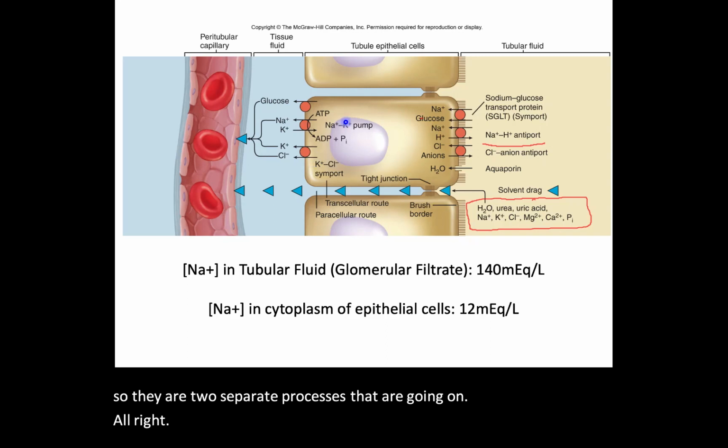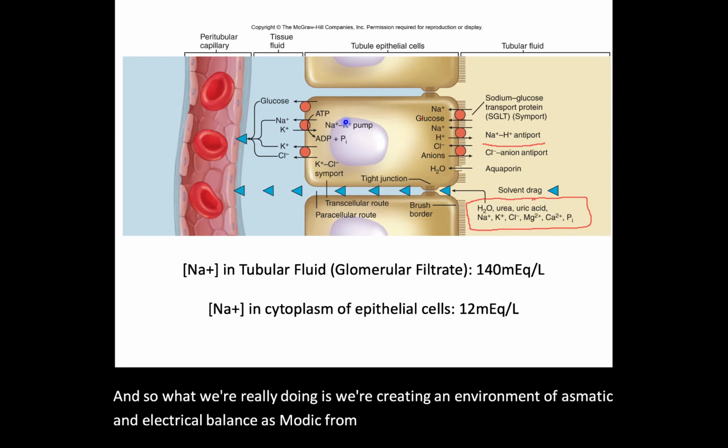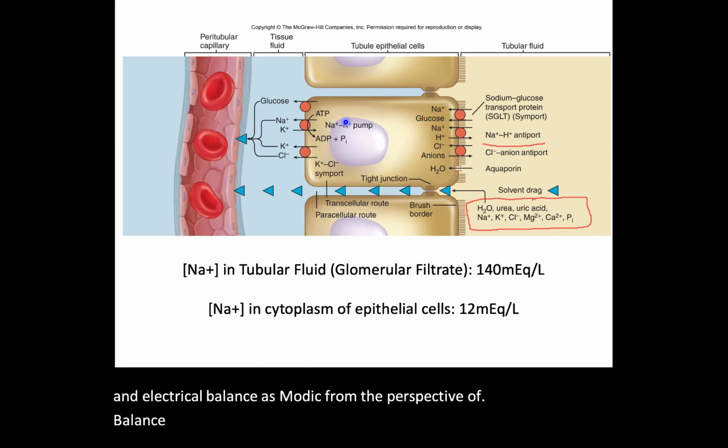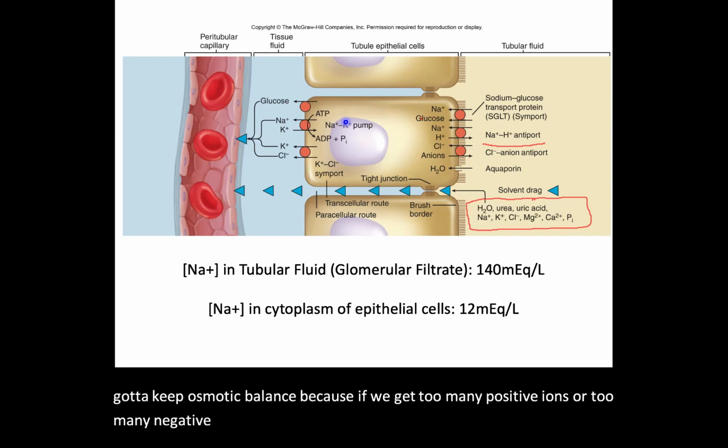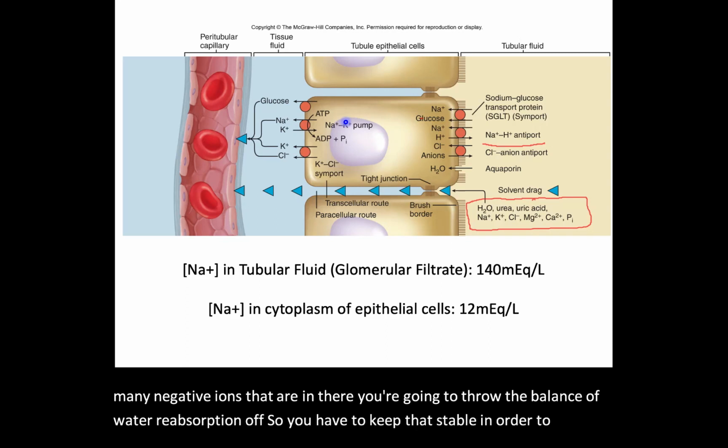And so what we're really doing is we're creating an environment of osmotic and electrical balance. Osmotic from the perspective of balance of solutes that are in there. All right, so think of osmosis. We have to keep osmotic balance, because if we get too many positive ions or too many negative ions in there, you're going to throw the balance of water reabsorption off. So you have to keep that stable in order to keep the water moving in the right direction.